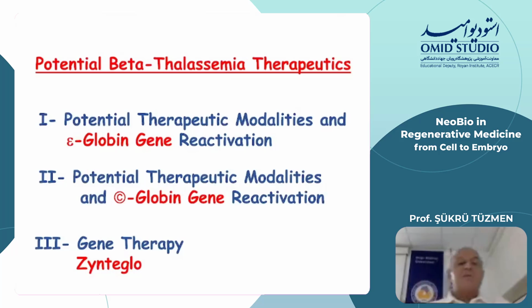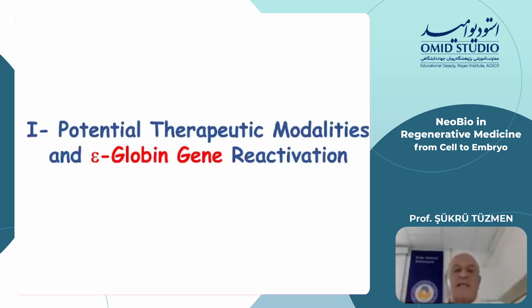Last but not least, I want to touch base on the potential beta thalassemia therapeutics. I put these under three different categories. Number one, the modalities which reactivate the epsilon gene. Number two, modalities which reactivate the gamma globin gene. And lastly, gene therapy. This is a new thing. Well, it's been a decade since it's been out, but there are some drawbacks. I will mention what those drawbacks are. Zynteglo is the name of the game in terms of gene therapy. It has been successful, but there are some drawbacks, as I was saying.